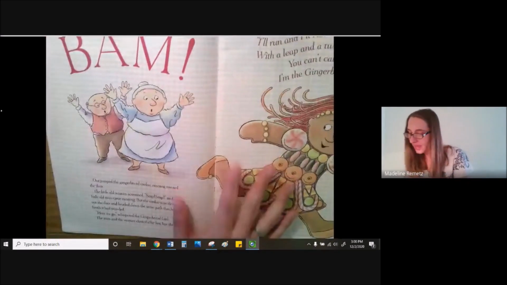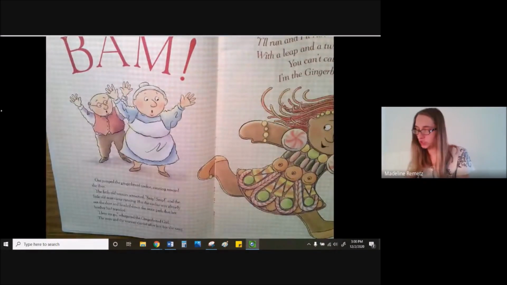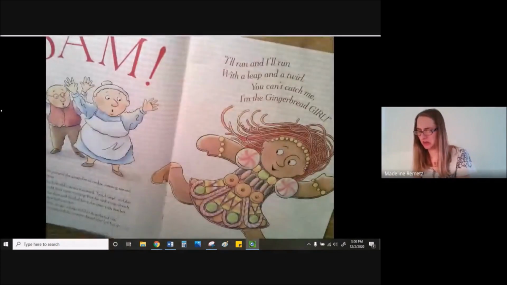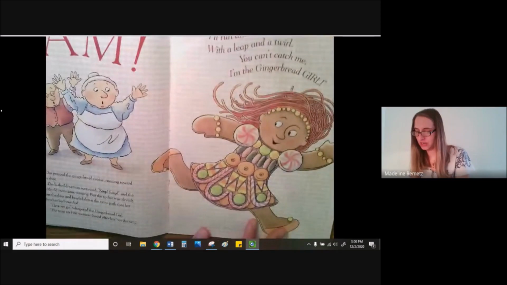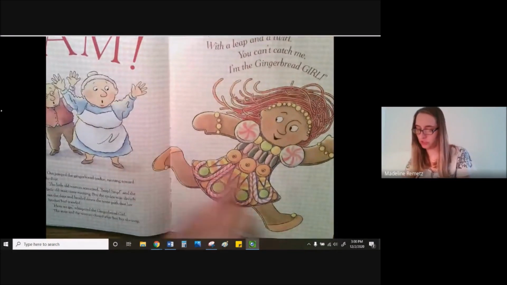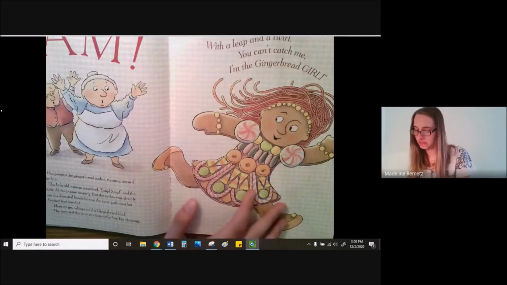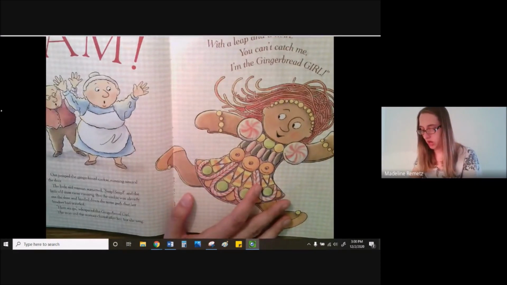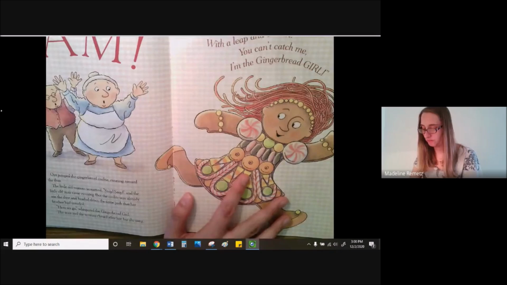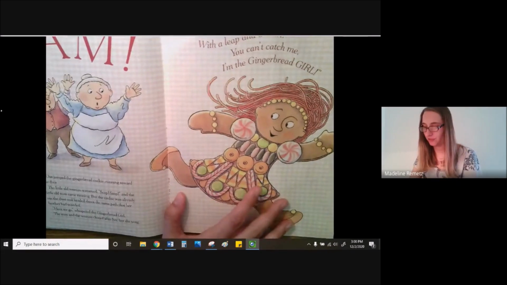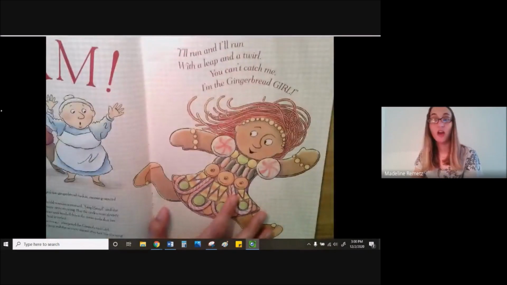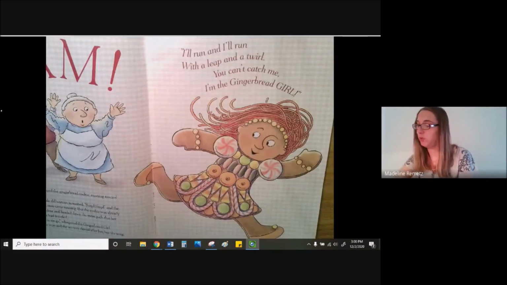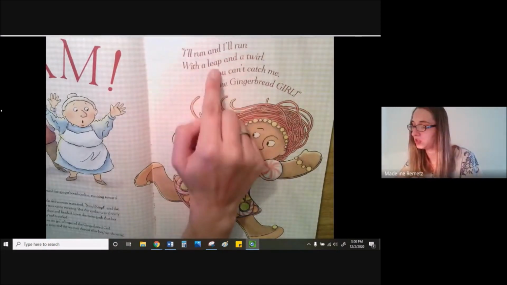Bam! Out jumped the gingerbread cookie, running towards the door. The little old woman screamed, "Stop, stop!" And the little old man came running, but the cookie was already out the door and headed down the same path that her brother had traveled. "Here we go," whispered the gingerbread girl. The man and the woman chased after her, but she sang, "Oh, maybe it'll be like the one we heard in the original story. I'll run and I'll run with a leap and a twirl."